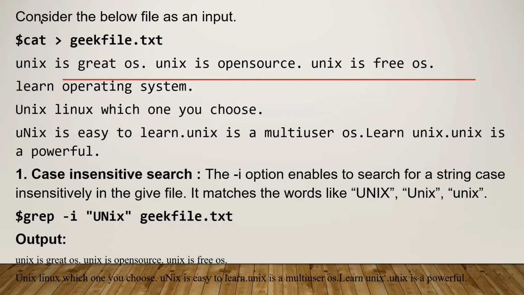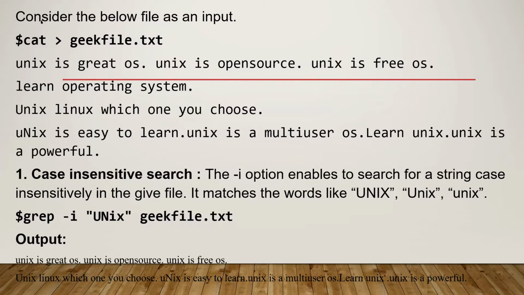The first one is case-insensitive search. Here the option -i enables search for the string case-insensitively in the given file, which matches words like uppercase UNIX, uppercase U with lowercase nix, lowercase unix; it considers all of these and prints them. For example, you type grep -i Unix geekfile.txt.